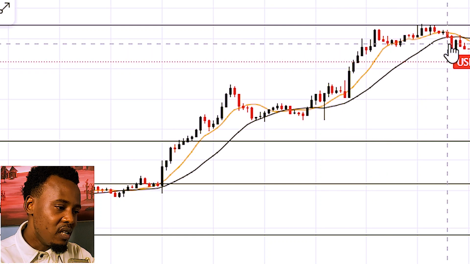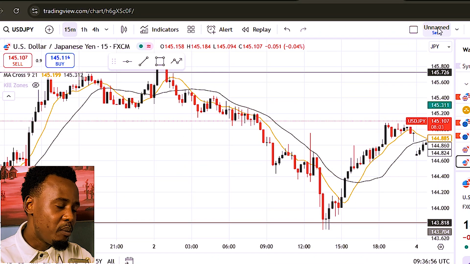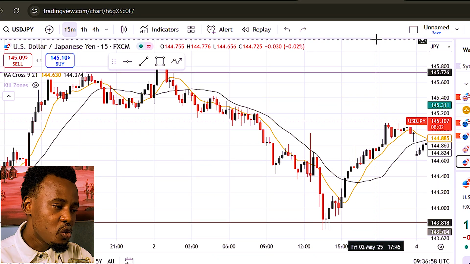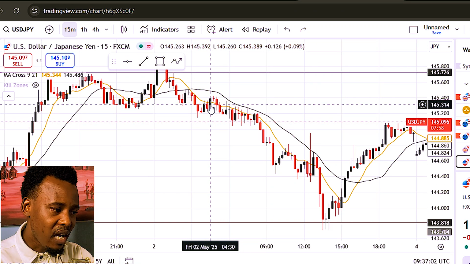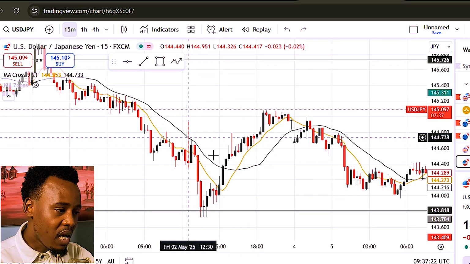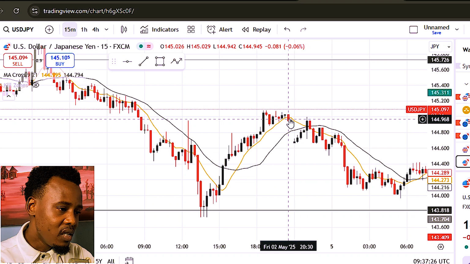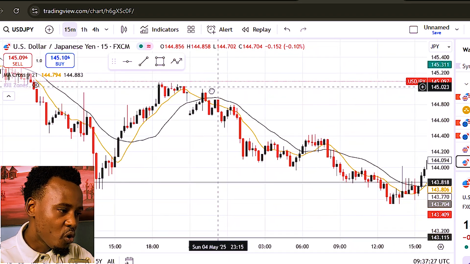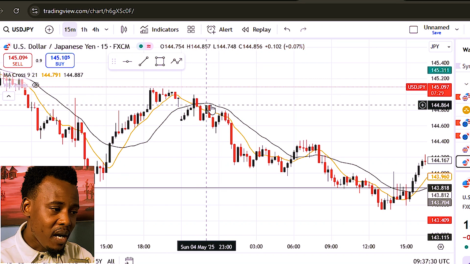The same thing happens when the yellow line crosses over the black line. It is also going to be a massive sell. The yellow line crosses over the black line, and as you can see, a very massive sell. When the black crosses over the yellow over here, you can see a massive buy. The same thing right here, when the yellow crosses over the black, you can see a massive sell.